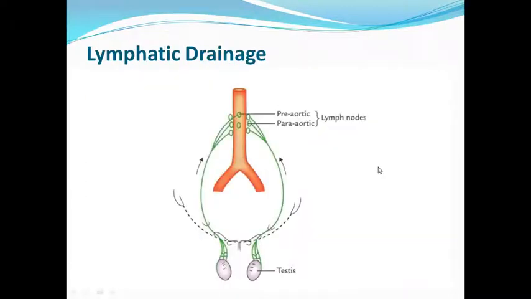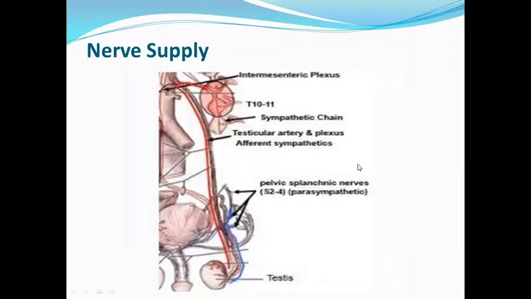Now talking about lymphatic drainage. All the lymph, as you can see in this figure, from both the testes will drain into the pre-aortic and para-aortic groups of lymph nodes. These are the pre-aortic lymph nodes, which are located in front of the aorta, and these are the para-aortic lymph nodes, which are situated parallel to the aorta. So all the lymph from the testis will drain into the pre-aortic as well as para-aortic lymph nodes.